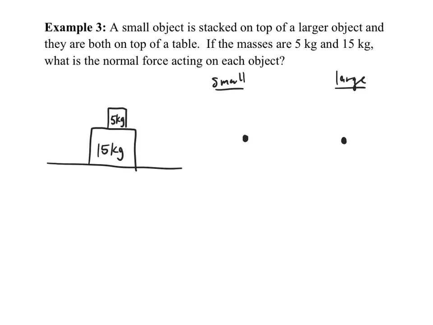What's physically acting on it? Give me something. Gravity. So the weight of the object is absolutely acting on it. So let's call that FG1. Call it FGS for small and FGL for large. Or A and B is fine, or 1 and 2 is fine.